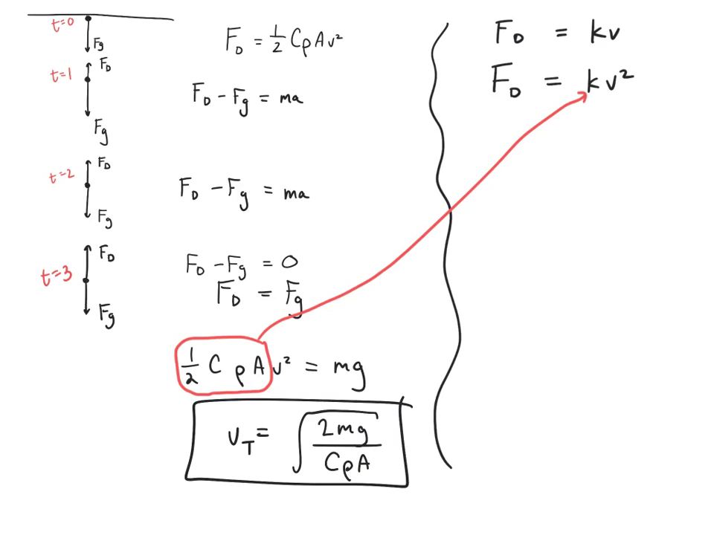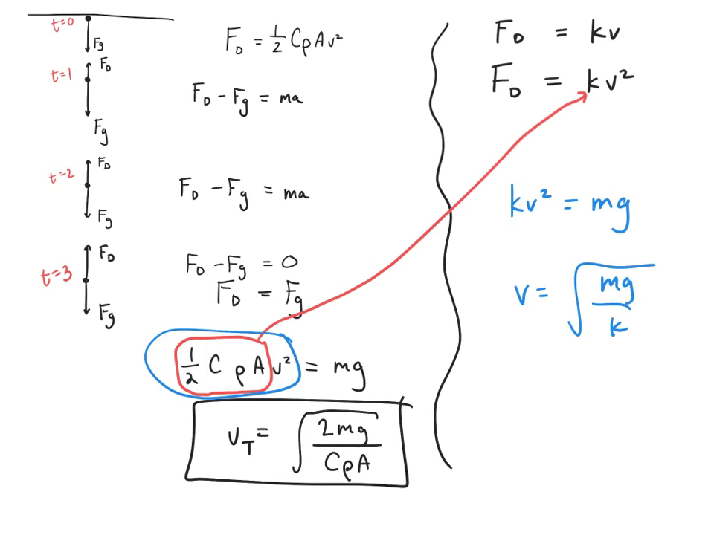But if I wanted to do it that way, the only thing that changes is that kv squared equals mg now, instead of this whole thing, right? We're replacing that whole thing with kv squared, and then v is just mg over k, square rooted. And that's terminal velocity if you were to solve it using the formula with FD equals kv squared. So again, k is this thing circled in red here. And that's what you would get as a result.